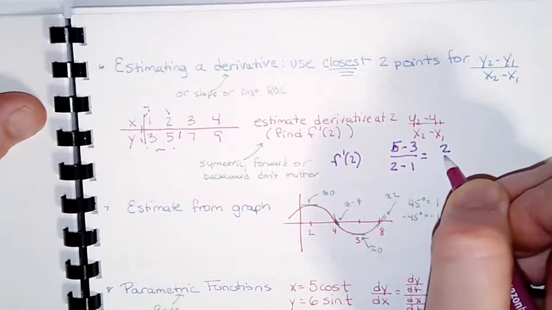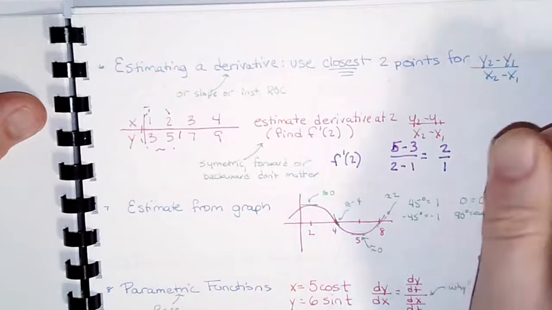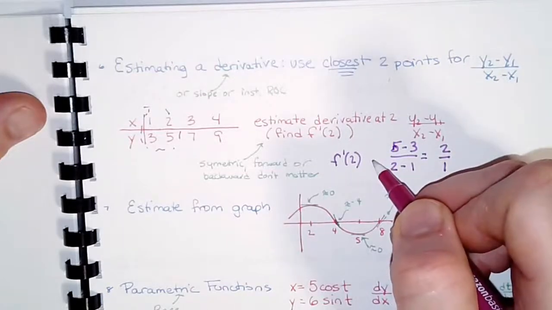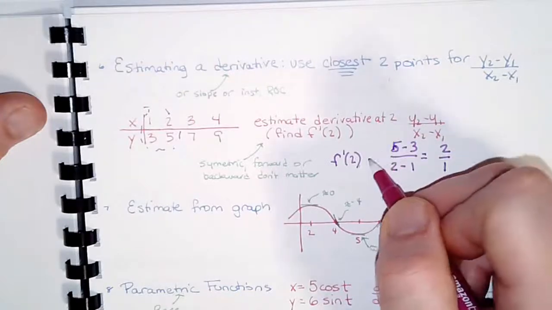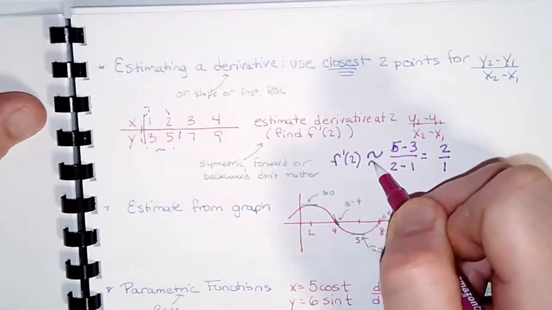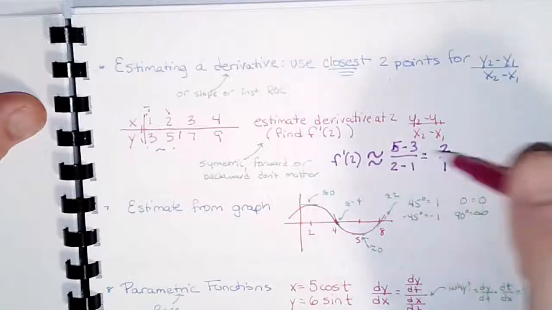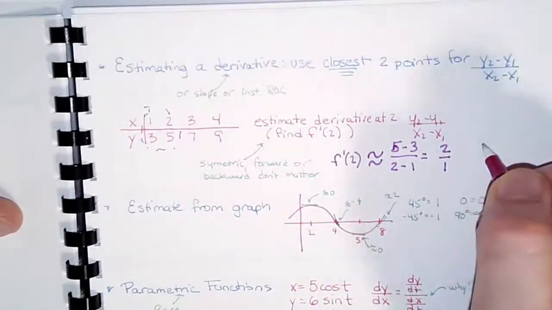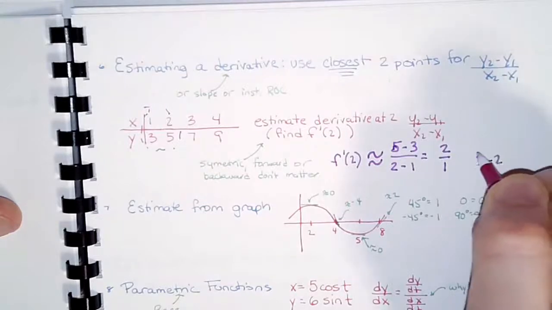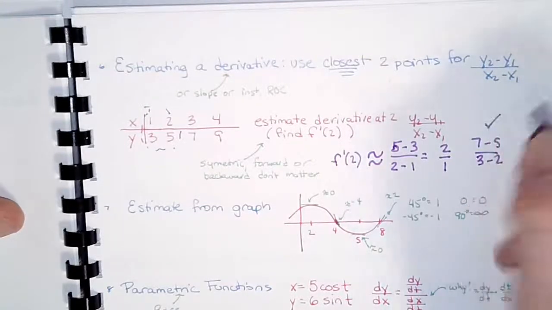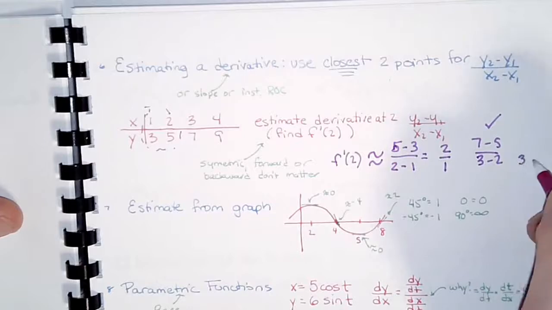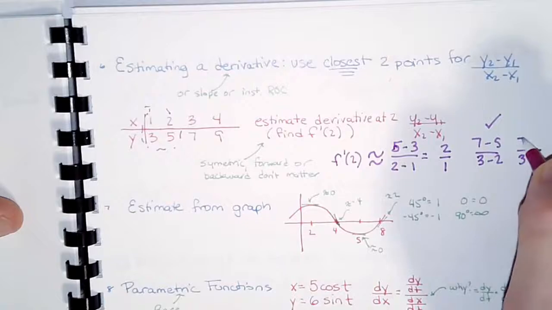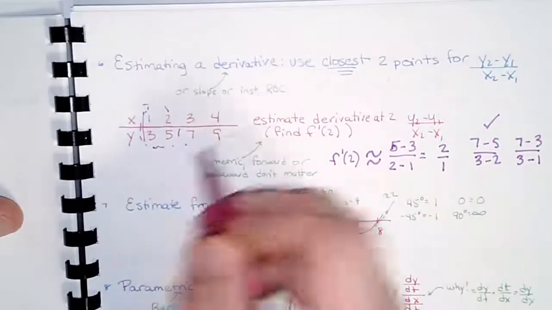But the big thing is, if you put an equal sign here, that's where they're going to take off points. It has to be approximately. The instantaneous slope is approximately 2, because I estimated it from the table up over there. I could have also done 3 minus 2 over 7 minus 5. That would work as well. I also could have done 3 minus 1 over 7 minus 3 and use the points on opposite sides of it, but I couldn't use 3 and 4 and 2 and 4, they're too far away.